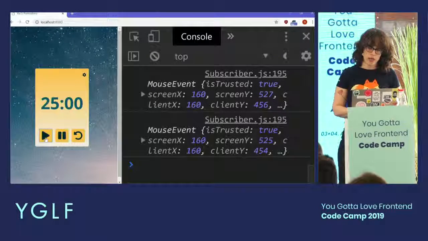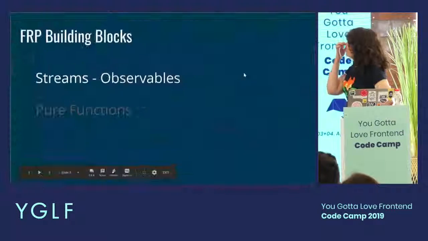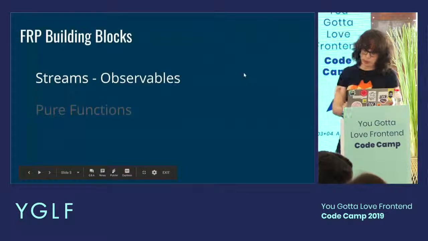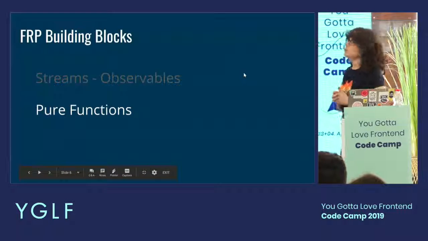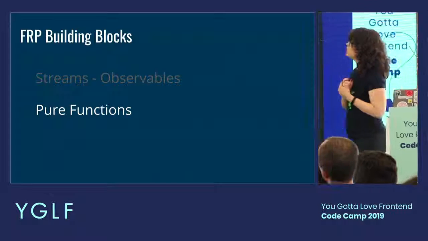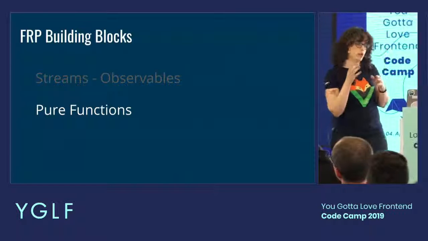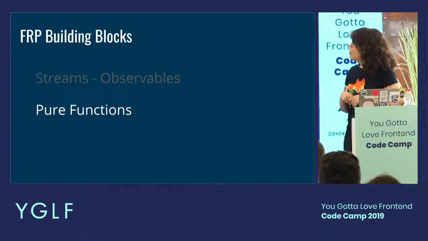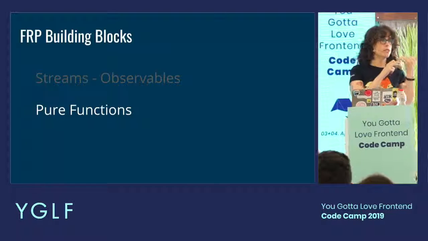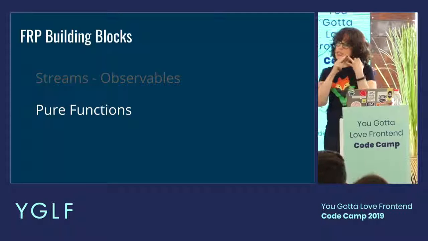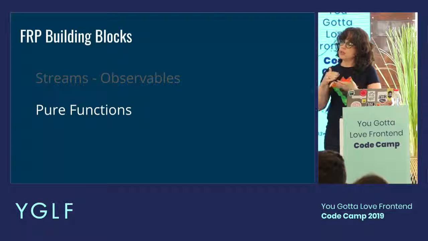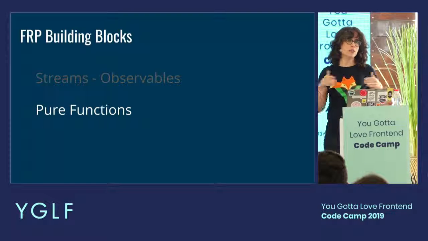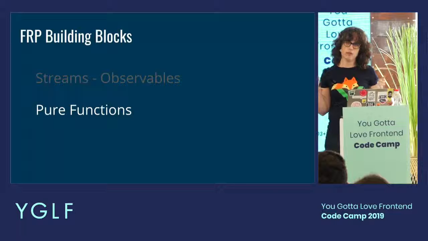Then if I look at the second building block of FRP, functional reactive programming, it is pure functions. Again, Michelle also mentioned this, but I'm just going to recap a little bit because pure functions are very important to us in FRP. So these are functions that have explicit inputs, explicit and consistent outputs. So that means they return the same output for the same input every time, and they have no side effects. So they don't change things outside of themselves.